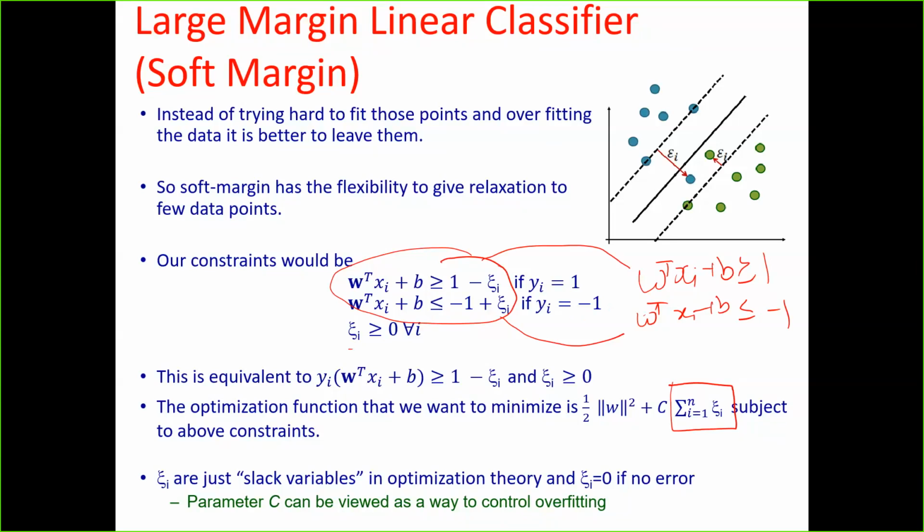But finding the hard point is difficult also. No, you need not worry about that. You don't have any way to find out what is the hard point and what is the soft point. The model will take care of it. How is the model taking care of it? It is just trying to minimize the summation over all the slack variables.